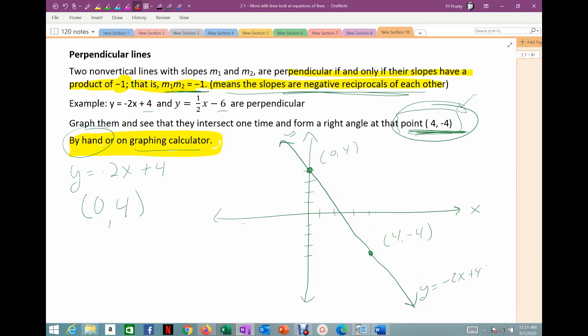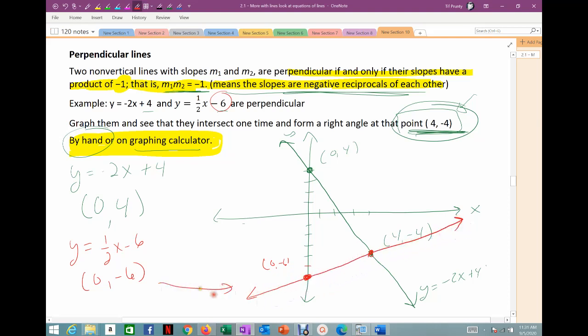Now my second line, I'm going to draw it, and again I know it goes through this point, and then -6. So there is where it goes through 0, -6, right? -6 is its y-intercept. For 1/2 x minus 6, my intercept is at 0, -6. And I know it goes through the same point, and again connect the dots. And so my red line is the equation y equals 1/2 x minus 6.